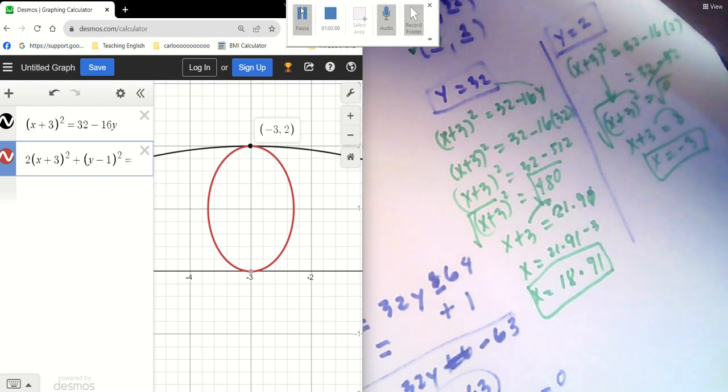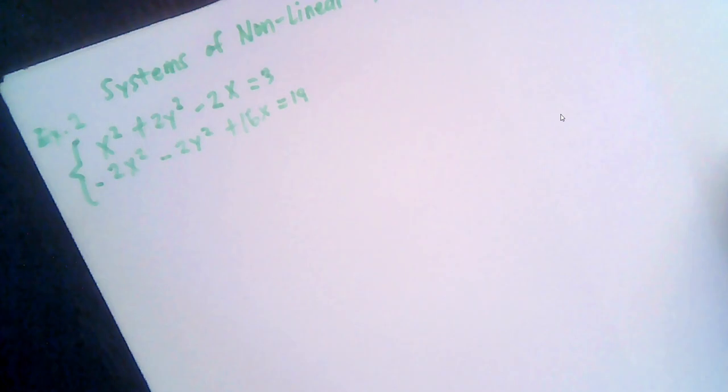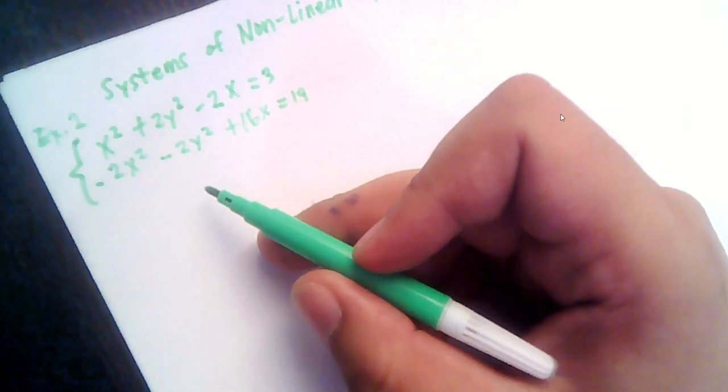Let us have one more example of elimination method. Let us start the example number 2. The example number 2, again, the first step in elimination method is, this is elimination method.